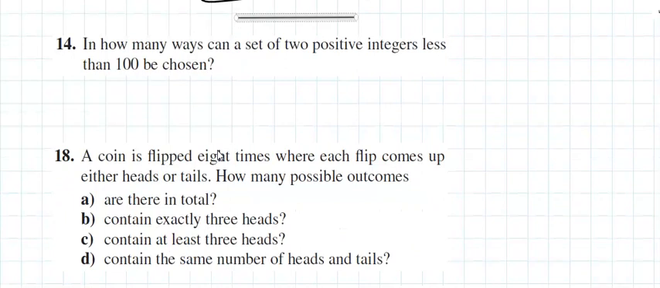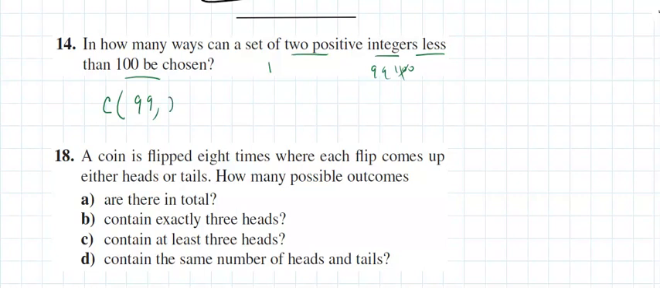The next number. How many ways can a set of 2 positive integers less than 100 be chosen? So from 1 to 100, that's 100. But we want it to be less than 100, so really to 99. So it doesn't matter which two you choose. So we have from 1 to 99, that would be 99 integers. Can you choose two positives? And that's 4,851.